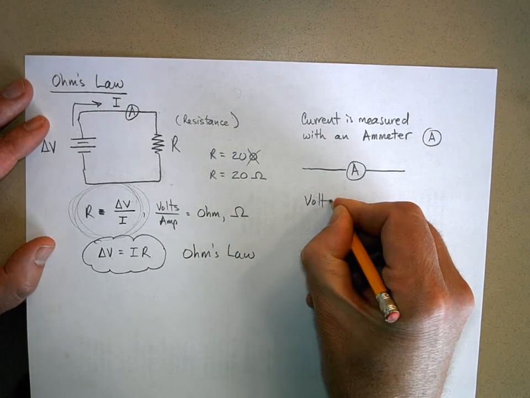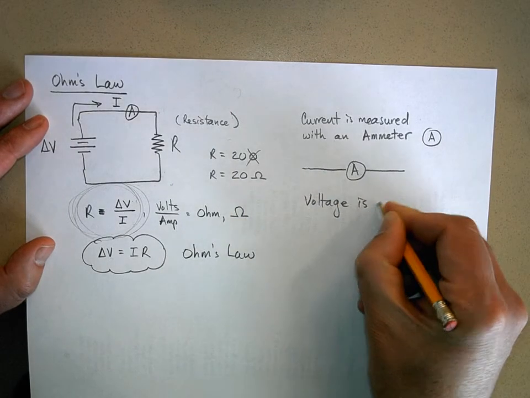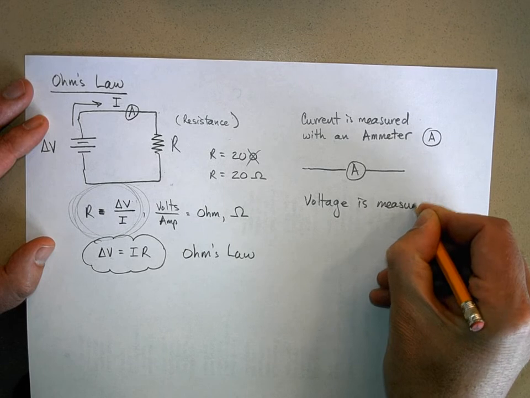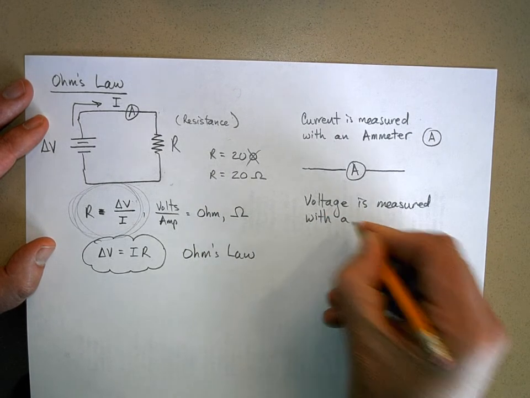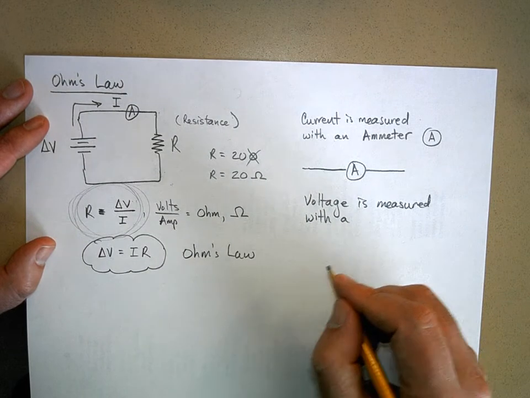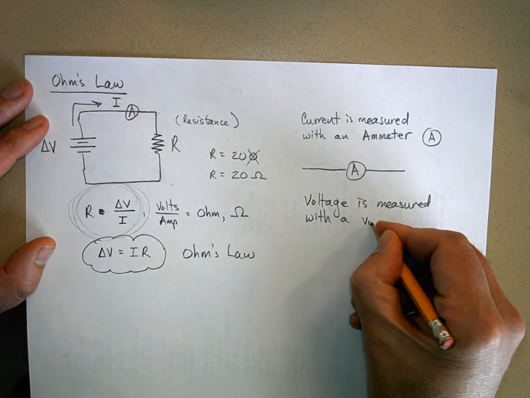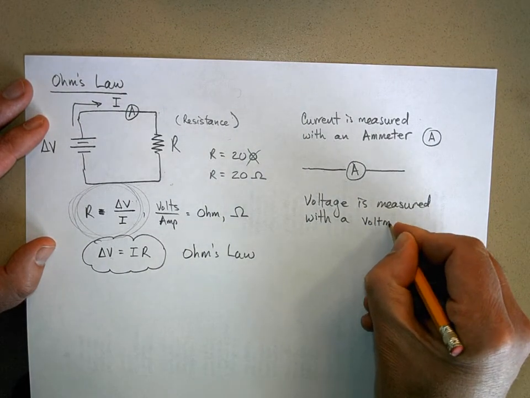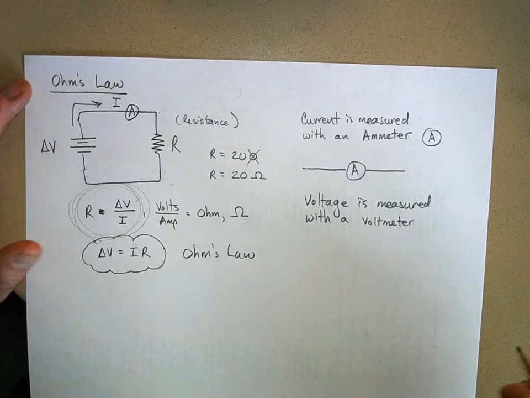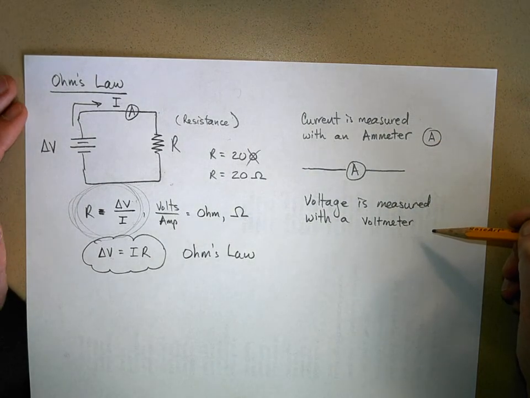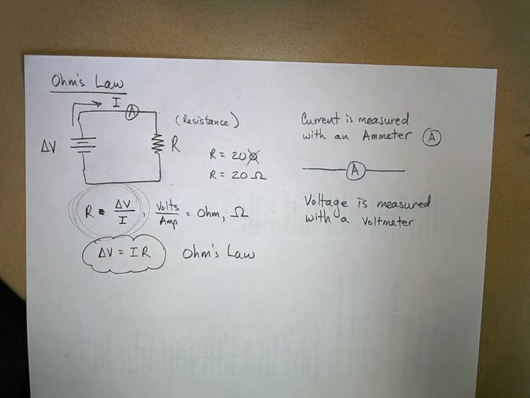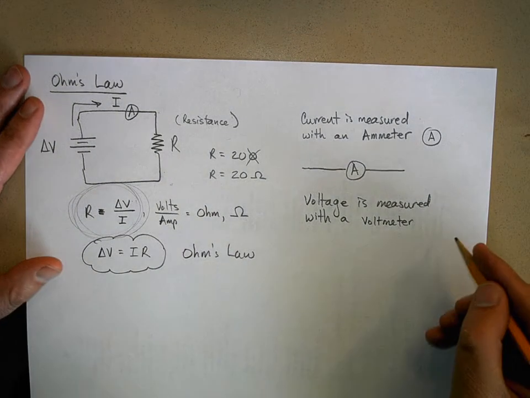Voltage is measured with what do you think we're going to call it? A voltmeter. Now, I think to stay consistent with ammeter, it should be called a voltmeter. But they don't. They leave the T off. I don't know. Don't blame me, okay? I'm just the messenger. Okay, a voltmeter.